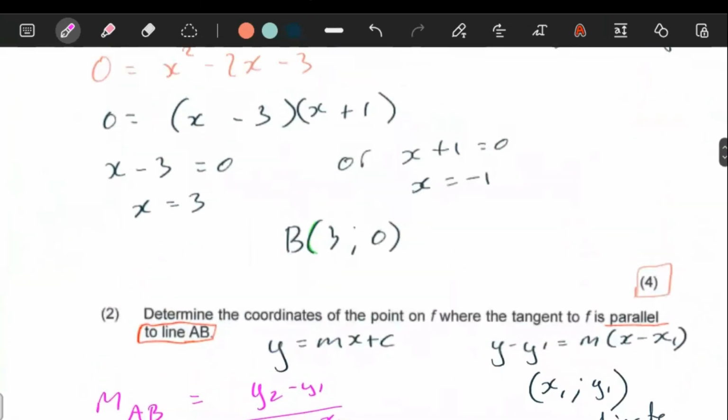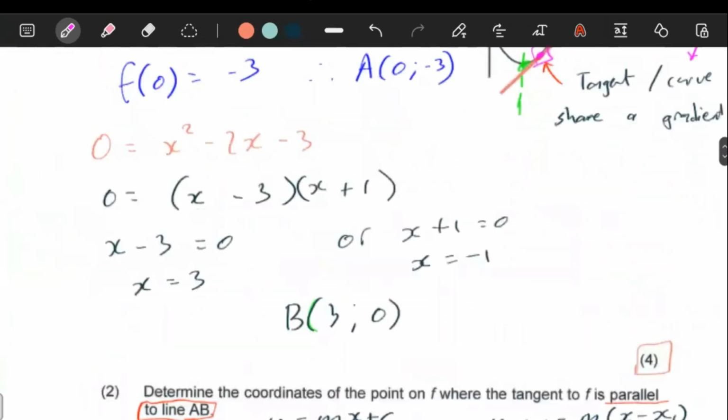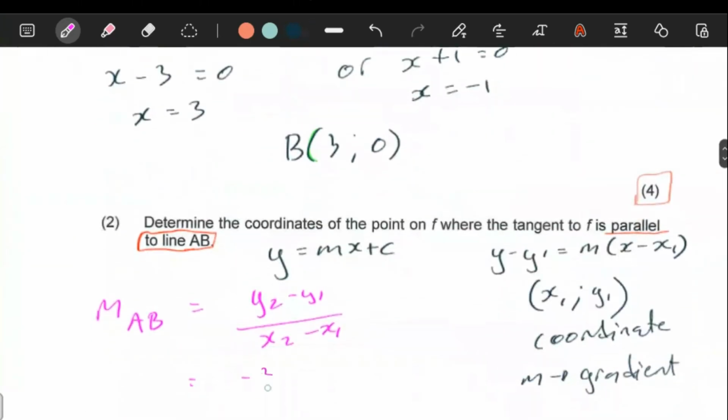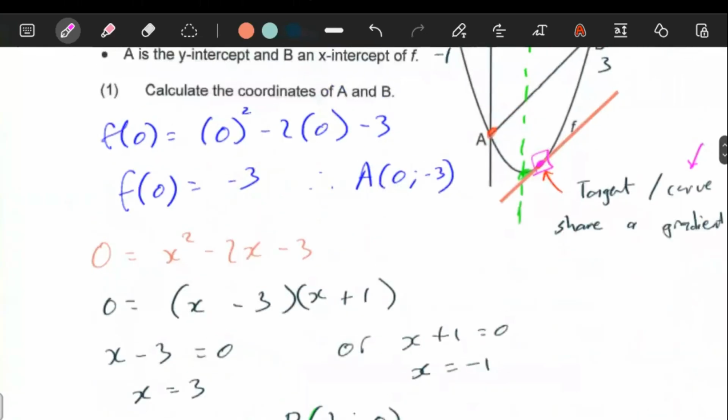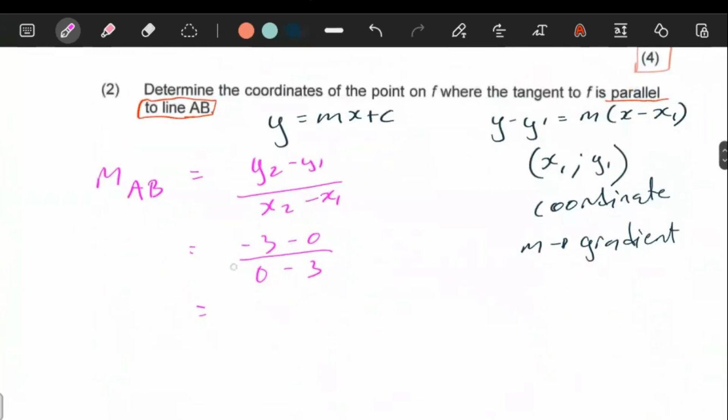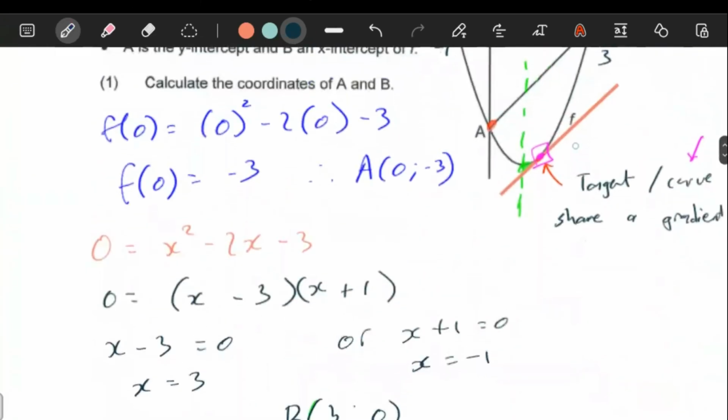Okay, let's go. So we have A and B, right? We can just say -3 minus 0 over 0 minus 3. This -3 minus 0 is -3, and 0 minus -3 is... sorry, 0 minus 3 is -3. So this is just canceling each other. You have a +1. The gradient of AB is the same as the gradient of our tangent.